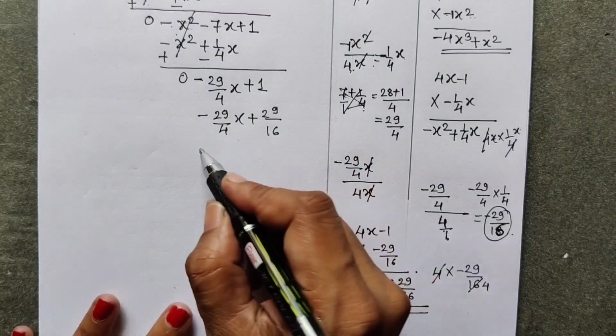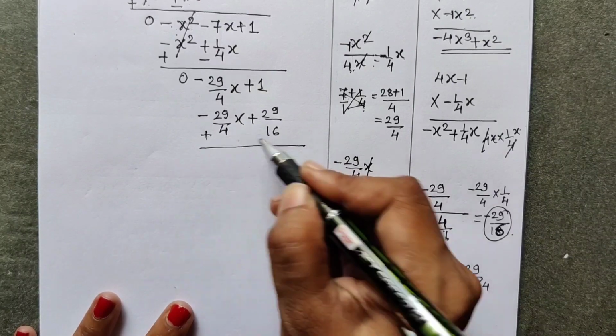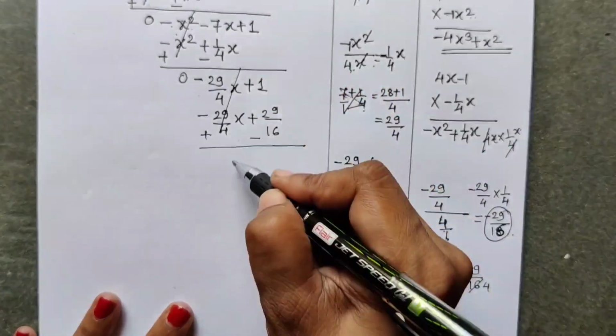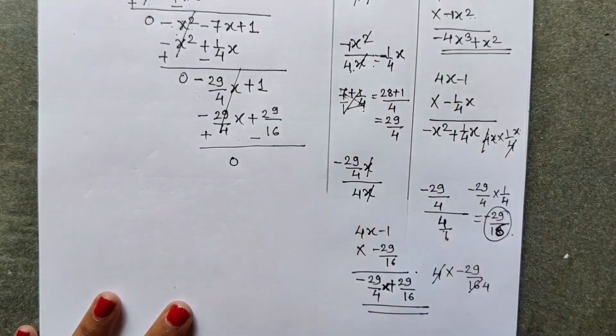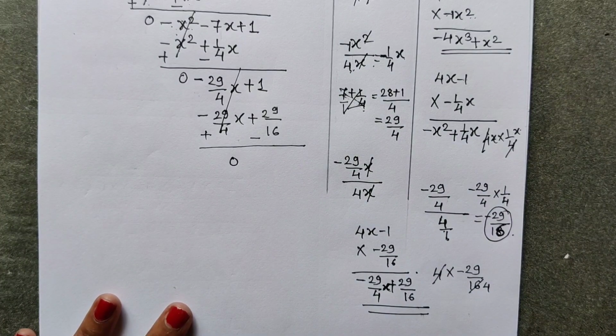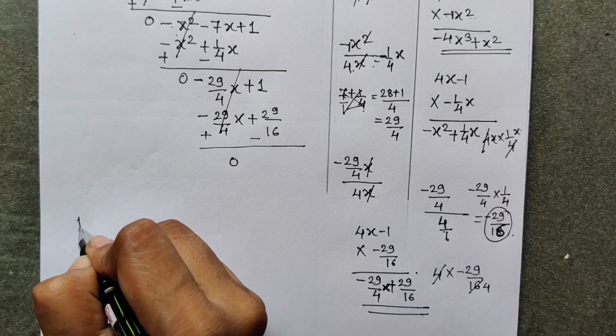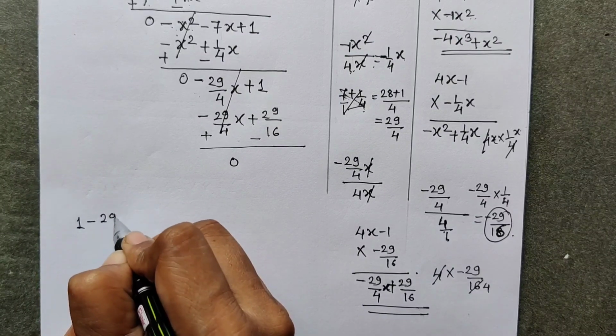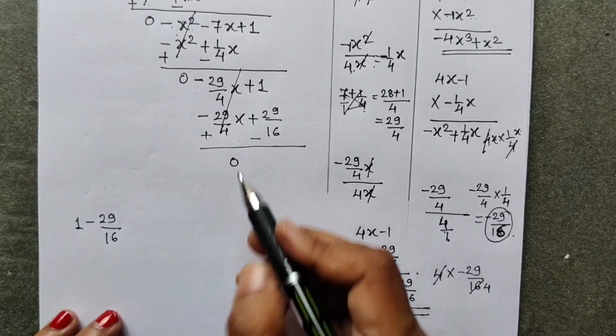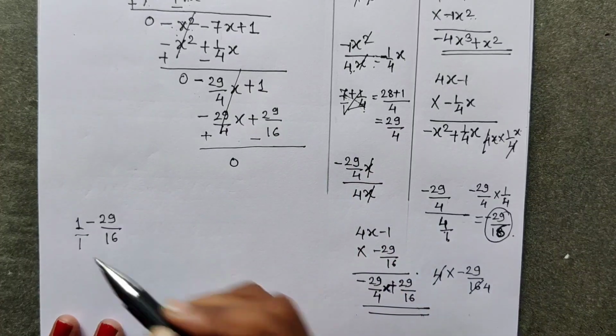Now solve. Minus becomes plus, plus becomes minus. This is 0. Now 1 minus 29 upon 16. What will we be getting? Cross multiplication again. Here I am going to show you. 1 minus 29 upon 16. 1 means 1 upon 1.